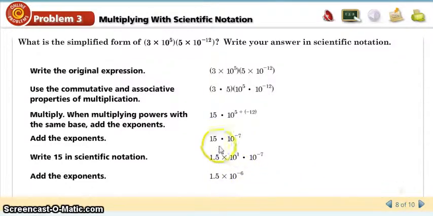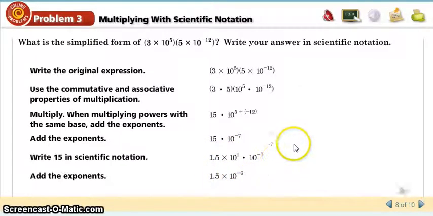Right, and that's it. So if you were to multiply and the number that you get here is between 1 and 10, then you're finished. You'll be done. In this case, it wasn't, so we had to go ahead and write 15 in scientific notation and then simplify one step further.